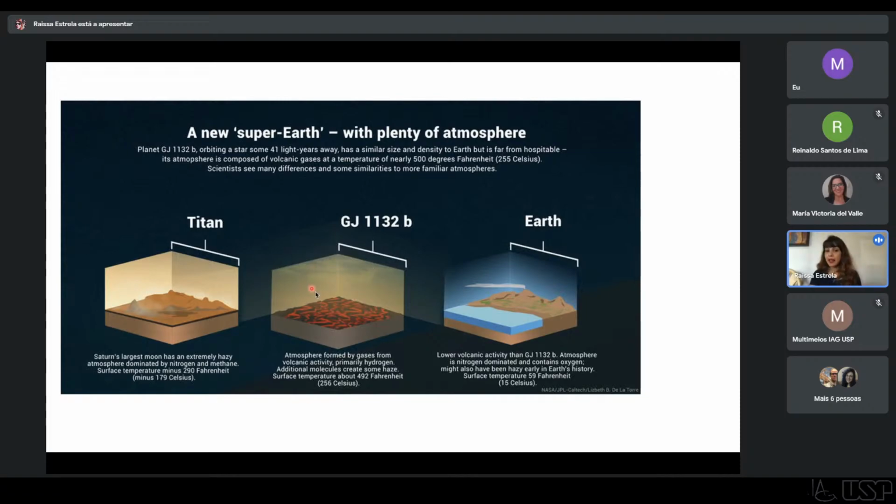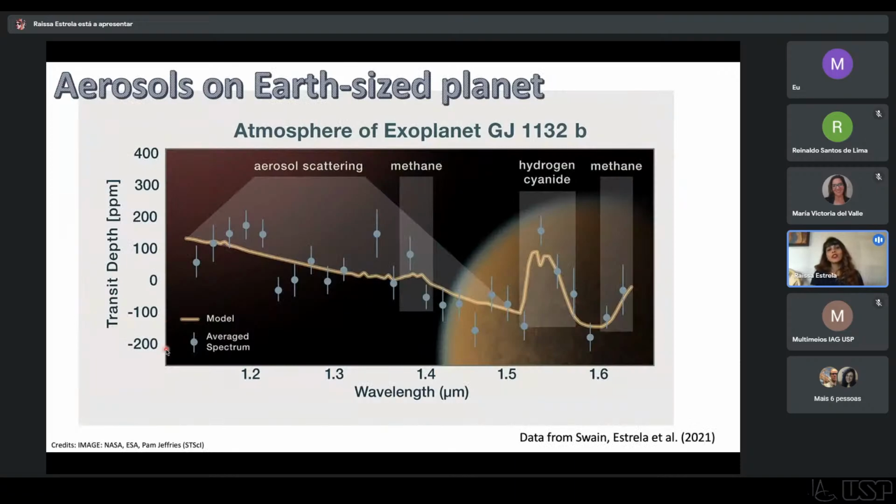And the atmosphere is very hazy, which we detect with Hubble. While our planet is way cooler, it has 15 Celsius, and it has very low volcanic activity nowadays, and it has an atmosphere that's basically nitrogen dominated and contains oxygen, while on J1132, the atmosphere is rich in hydrogen. So going back to the transmission spectra of J1132, we see that the atmospheric sign that makes us able to detect the atmosphere in this planet is aerosol scattering.